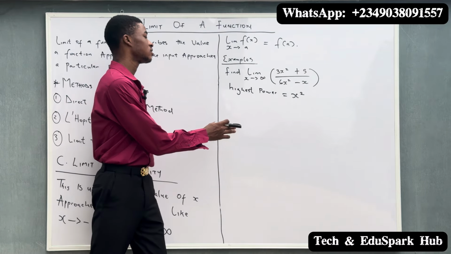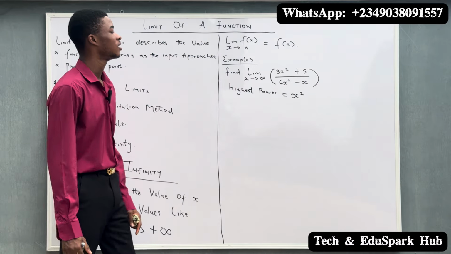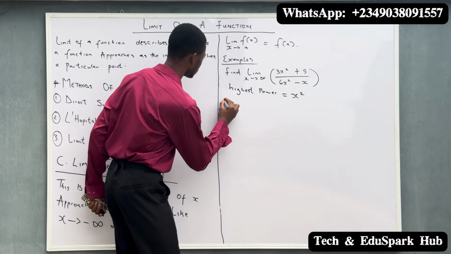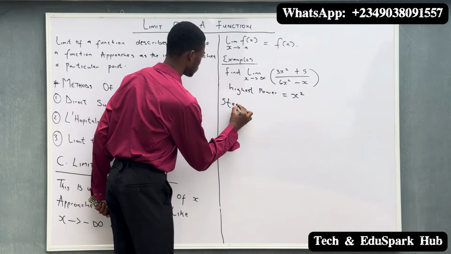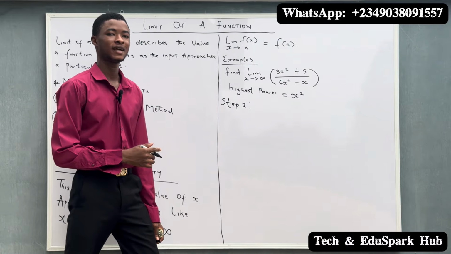So remember, the first thing is to look for what? The highest power, which in our case is what? X squared. So now that we have looked for the highest power, the second step, which is step 2, is to divide everything in the equation by the highest power.